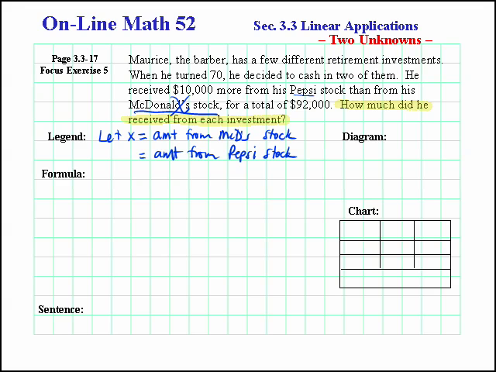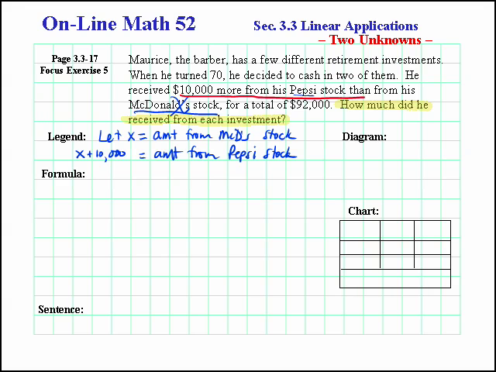But how much? Not x. We look for that phrase of comparison or sentence of comparison. When we have 2 unknowns, there's always got to be that, how they compare to each other. He received $10,000 more from his Pepsi stock than from McDonald's. 10,000 more. That suggests what? Yeah, that's right. Adding 10,000 to the x. X plus 10,000. That's the amount from his Pepsi stock.